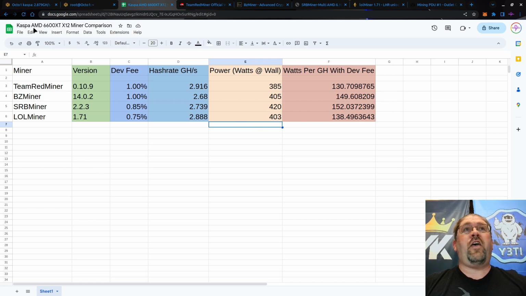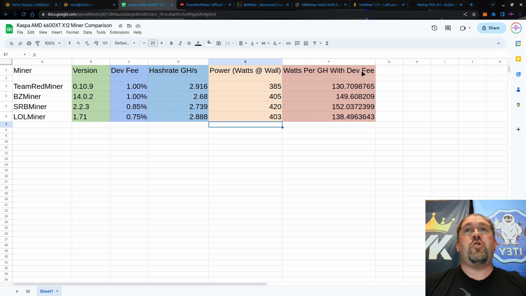So this is my Kaspa AMD 6600 XT times 12 miner comparison. We have TeamRedMiner, BZMiner, SRBMiner, and LOLMiner. Versions are listed right here. Their dev fee, TeamRed and BZ both have a dev fee of 1%, SRB at 0.85%, and LOLMiner at 0.75%. Each hash rate we got is right here. And this is the power measured at the PDU, because for some reason, I don't know why, the screen was just stuck at 379 watts, and that's not really indicative of true performance. So finally, this is where it matters.